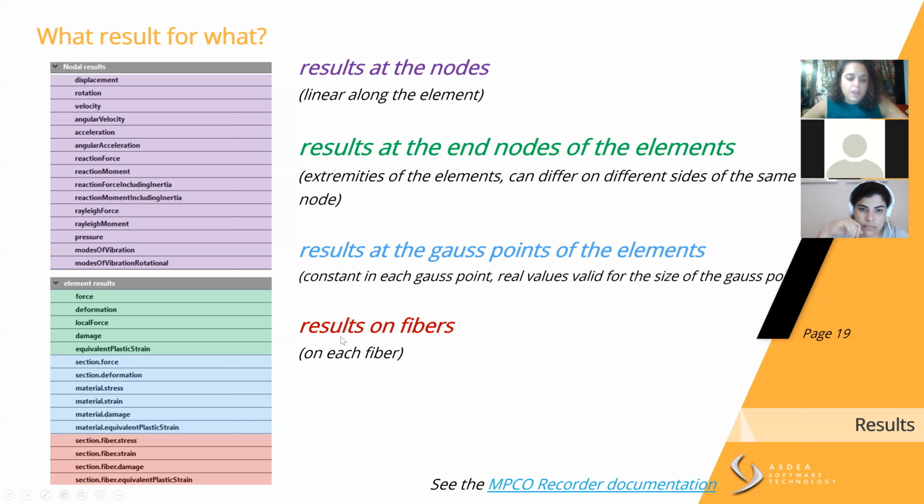And then you have results on fiber. So here the color map of the recorder kind of tells you what is what. Whenever you have section dot or material dot, those are results at the Gauss points. Whenever you have this kind of results here, those are results at the extremities of the element. Then all the nodal results are on nodes. And then you have section fiber, which are results on fiber.